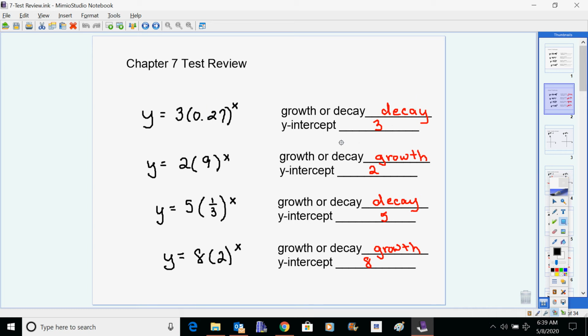Now, as far as the y-intercept goes, if there was only a number to a power, it would be 1. So you find the y-intercept by the number that's multiplied out in front here. So each one of these are y-intercepts. Remember, y-intercepts is what you get when you plug in a 0 for x. So anything to the 0 power is 1. And so that's why this number turns into its y-intercept.